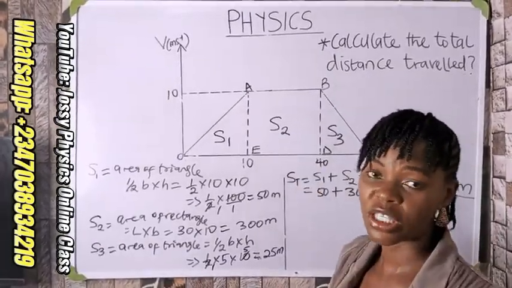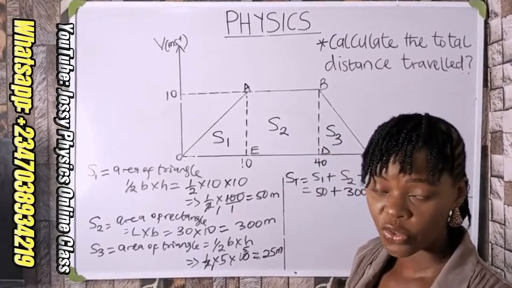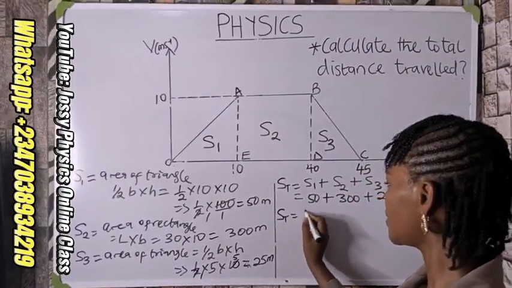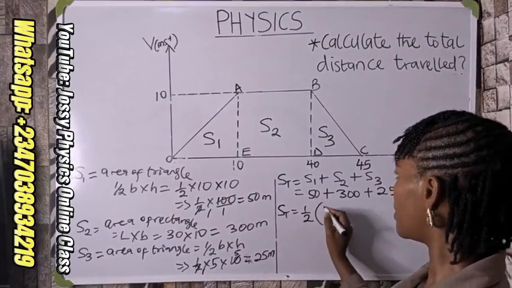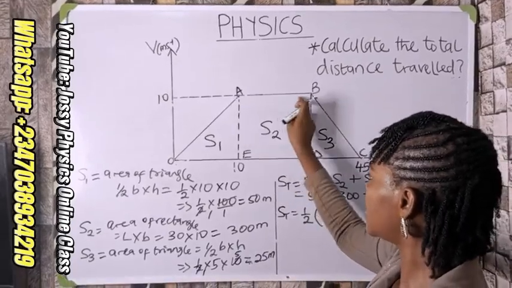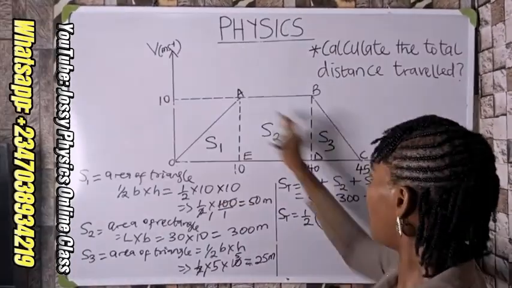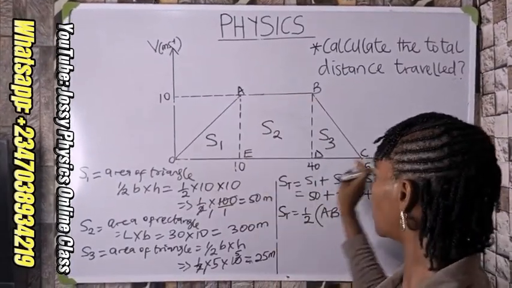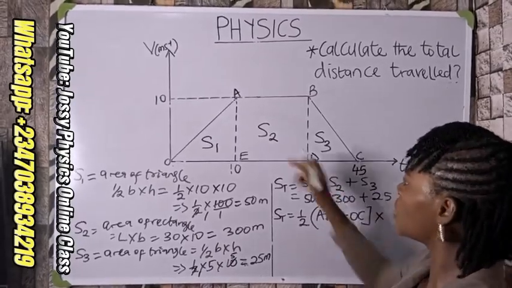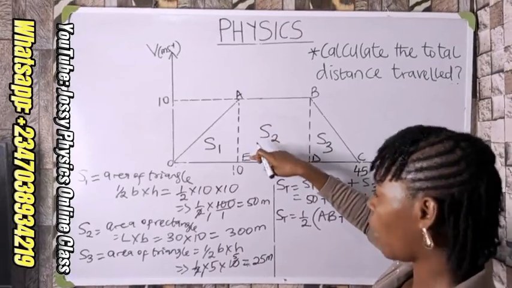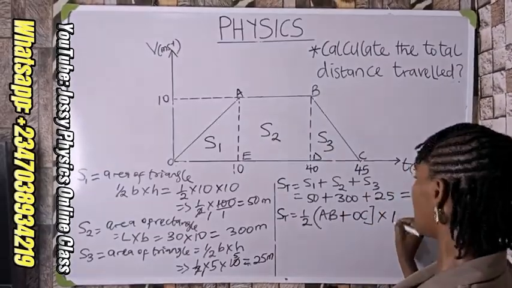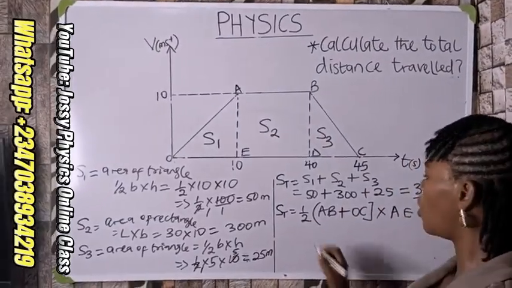We can equally use the area of a trapezium to get the total distance traveled. And that formula is half times AB plus OC, in brackets, times the height. AB is the base, that is this line and this line. So half, AB plus OC, then the height, AE, or I can use BD. They are the same thing.